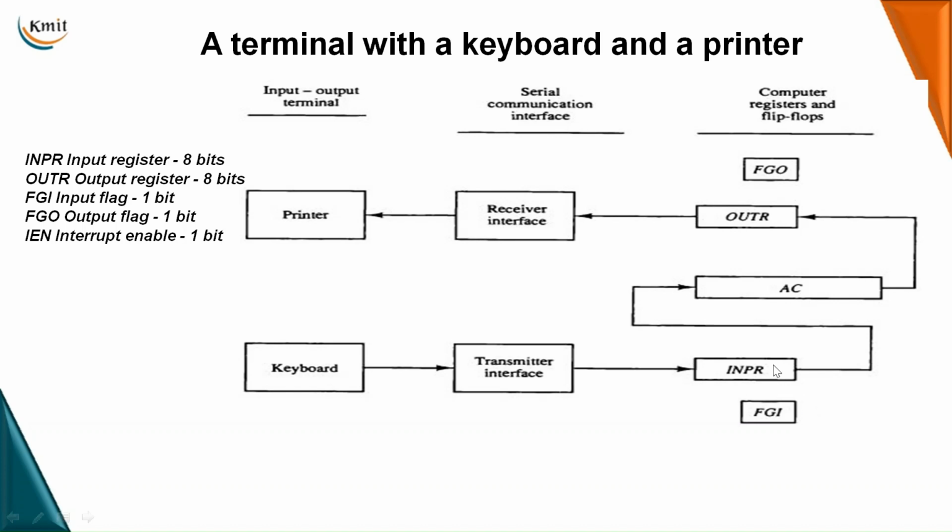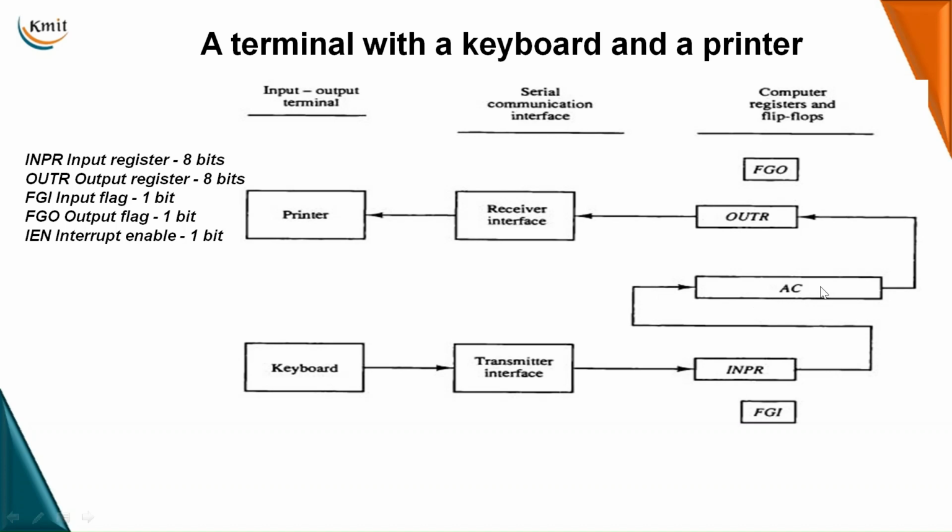So the computer keeps checking the flag bit of the input register. Whenever it sees that this particular flag bit is set to 1, it means there is information or data present in the input register. That particular information will be transferred by the computer into the accumulator register.